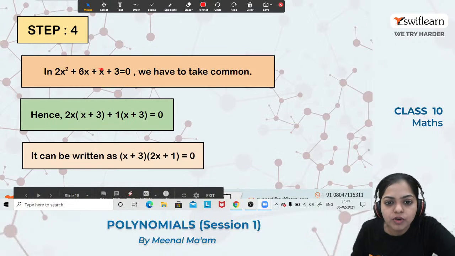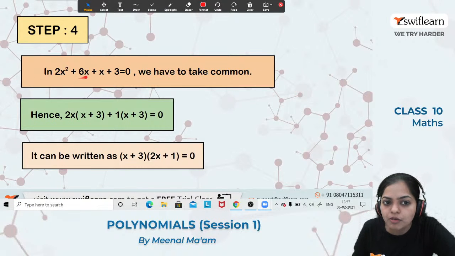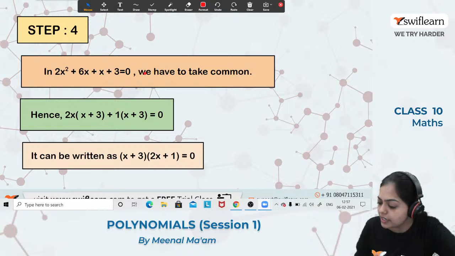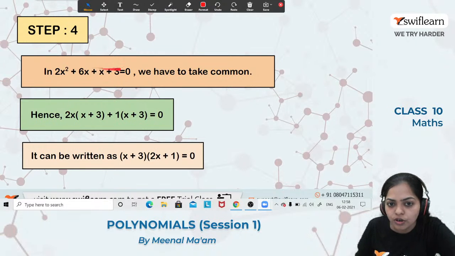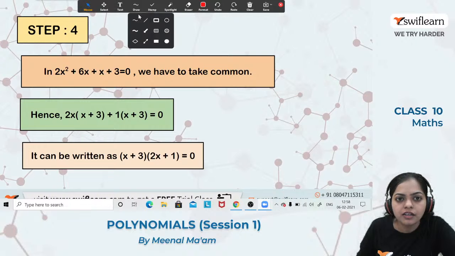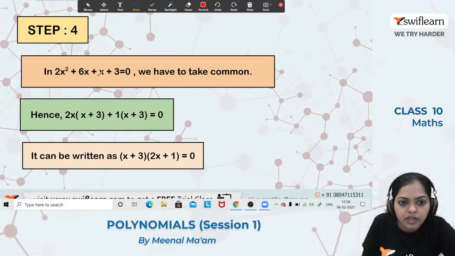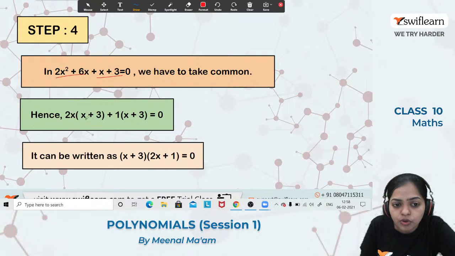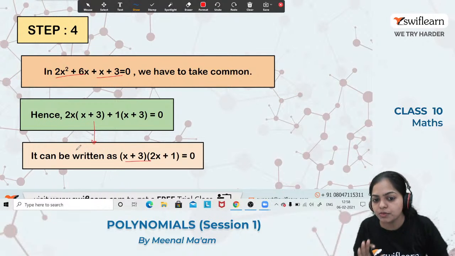Alright, then next we have to take common factors. So 2x square plus 6x plus x plus 3 equals 0. Next, 2x times (x plus 3) plus 1 times (x plus 3) equals 0. What have we taken common? From the first two terms we have taken 2x common, and from the last two terms, 1 is common. So 2x(x plus 3) plus 1(x plus 3) equals 0. It can be written as (x plus 3) is common, and then (2x plus 1). So we get (x plus 3)(2x plus 1) equals 0.